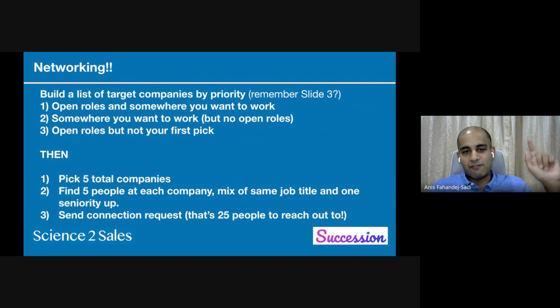After that, go through and find 5 people at each company that have the same job title you're gunning for, as well as 1 seniority up. The seniority up accounts for potential future managers, and then send connection requests. Get in touch with them. The idea here is that you're going to have informational interviews with these people. If there's a role open, you're going to get some insider info. If there isn't a role open, you've now made a connection that can potentially remind you, like, hey, look, there's a role open that I think you'd be a good fit for, right? We don't get into networking conversation strategy here, but this is at a high level what you would do to start.